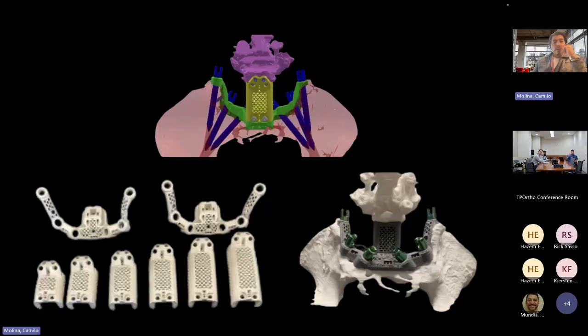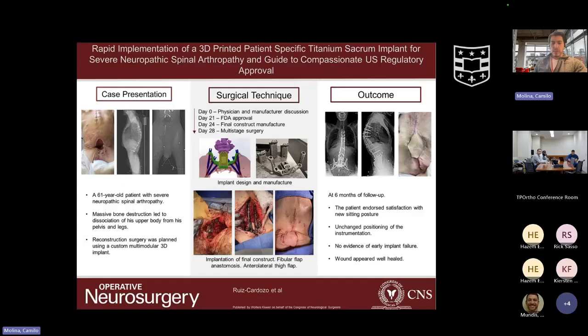So 3D printing can be used, of course, to make patient-specific implants, as in this case here, which was the very first one that I did to reconstruct a patient's pelvis and lumbar spine in the setting of a horrible Charcot pathology. And it's what led me down this path to consider this for the primary spine tumor patients. We published on this, and if you're interested, you can find this publication. It details exactly what you need to do from an IDE perspective to talk to the FDA and have these patient-specific implants approved for each individual single use.